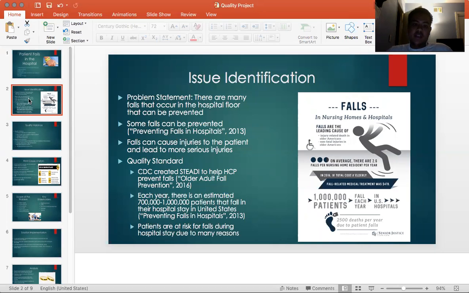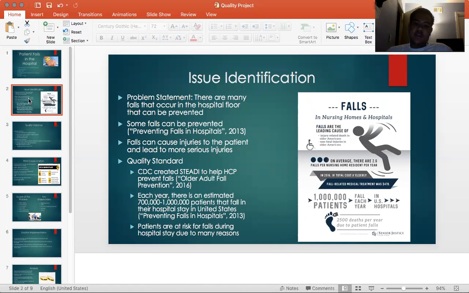Quality standards. The CDC created STEADY to help healthcare providers prevent falls. STEADY stands for Stopping Elderly Accidents, Death, and Injuries. Some ways to stop that are tools to help educate you on identifying your patient as a high risk for falls, knowing your risk factors, and regular interventions such as a bed alarm or non-slip shoes.